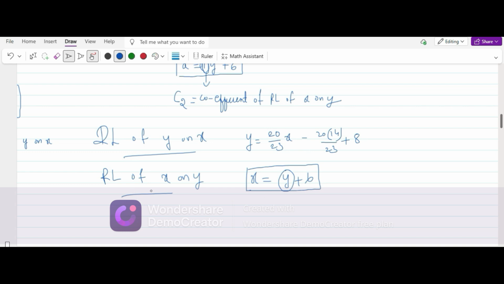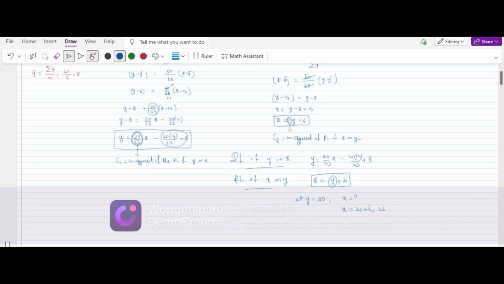If the x value is given and they ask you to find the y value, you have to make use of the regression line of y on x. Is that understood? So if they give the value of y and ask you to find the value of x, you have to make use of this equation, x on y. So at y equals 20, we have to find the value of x, is it not? So what is x? Which is 20 plus 6, which is 26.